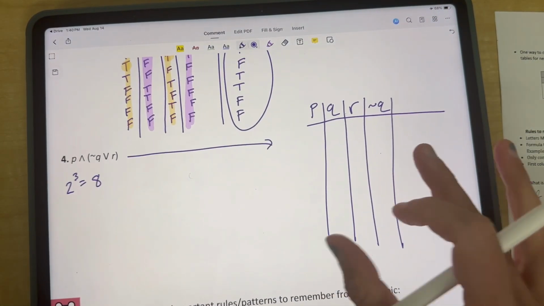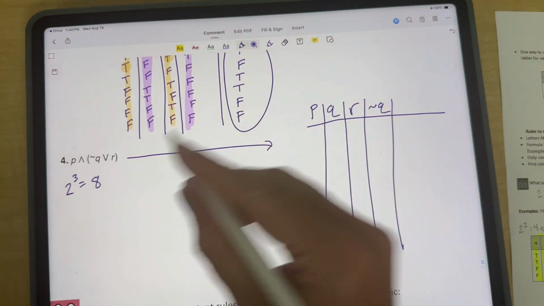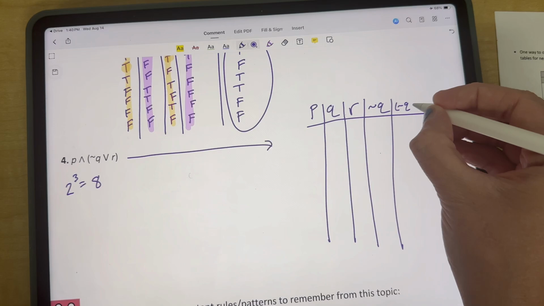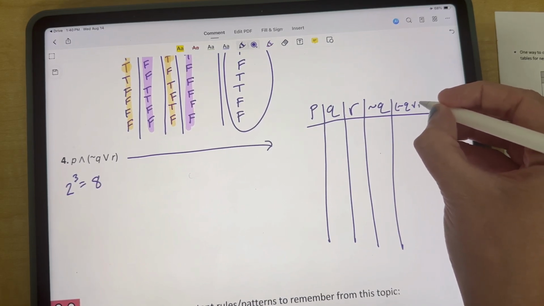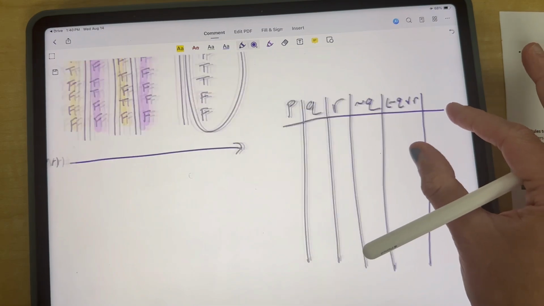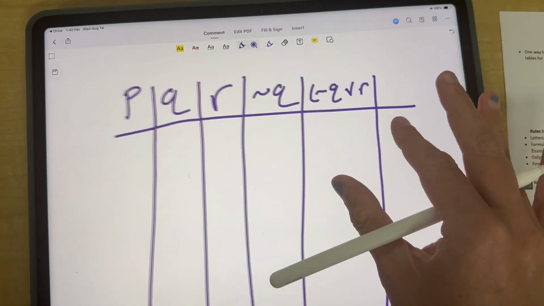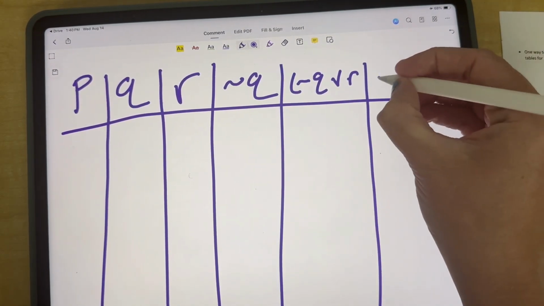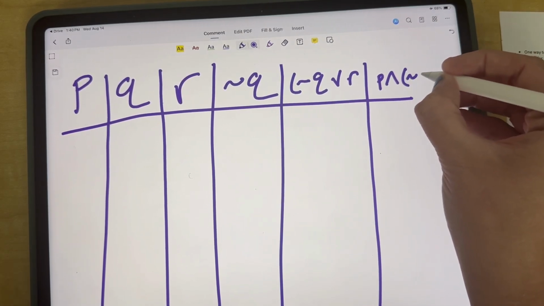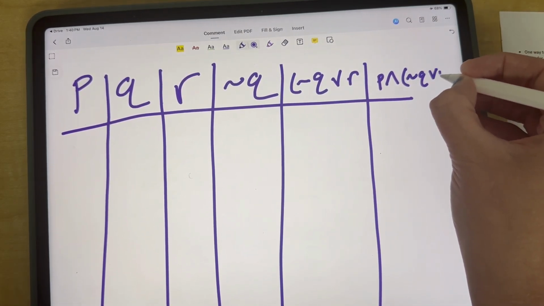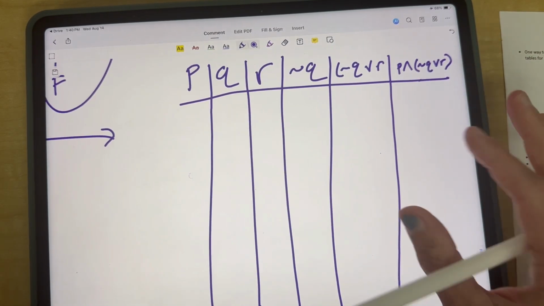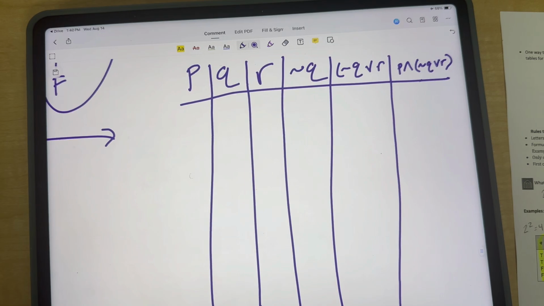Okay. Do we have a parenthesis? Yes, we have a parenthesis. It's not Q or R. And lastly, you're going to write out the whole statement. Okay? What's the whole statement? The whole statement was P and the parenthesis, not Q or R. Told you it's a lot. This is what your table looks like.